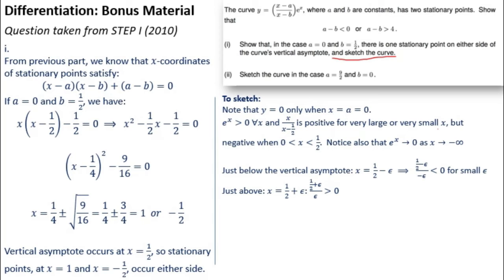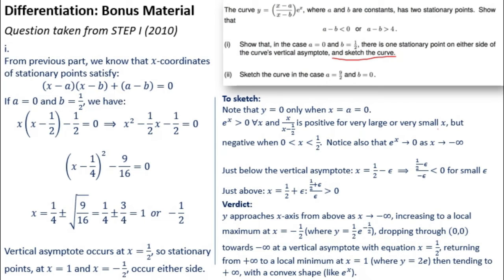And just above the vertical asymptote, we have a half plus a bit over a bit. Both positive, therefore it will be positive to the right of the vertical asymptote. So what we're saying here is, as we approach the vertical asymptote, we're going to be negative on the left, positive on the right. That must mean we go down towards negative infinity as we approach from the left, and we come back from positive infinity. So here's my final verdict. y approaches the x-axis from above as we move towards the left, as x approaches negative infinity.